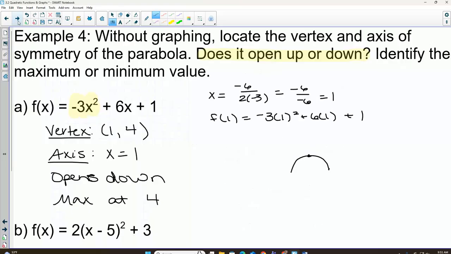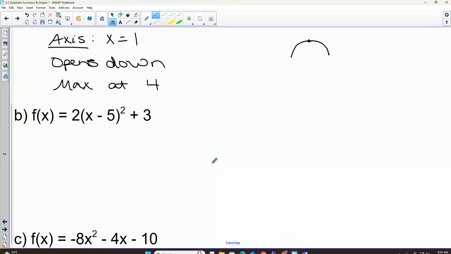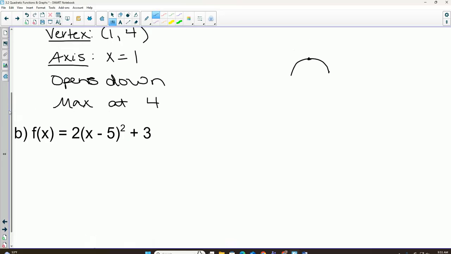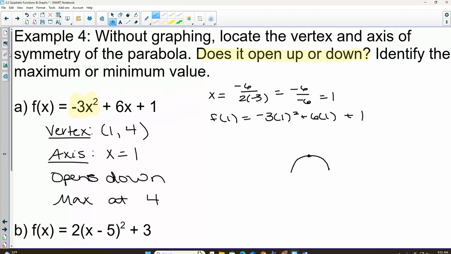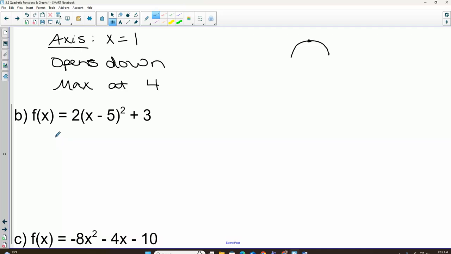Let's go to this one. So we don't have to do the full graph, but we have to answer the questions. So I wanted to know the vertex, axis of symmetry, does it open up or down, max or min? To find the vertex on this one, it's not really set up to do the opposite of b over 2a. If I wanted to do that, I would have to multiply it all out first, which would be time consuming. But it is set up for transformations.